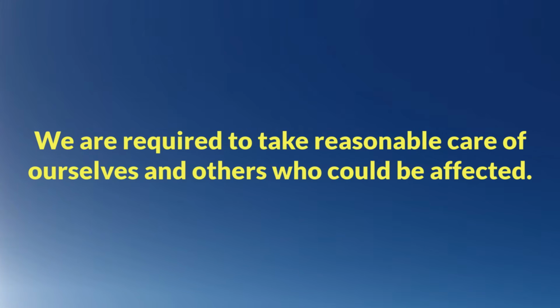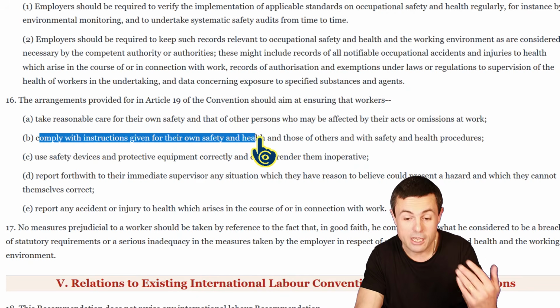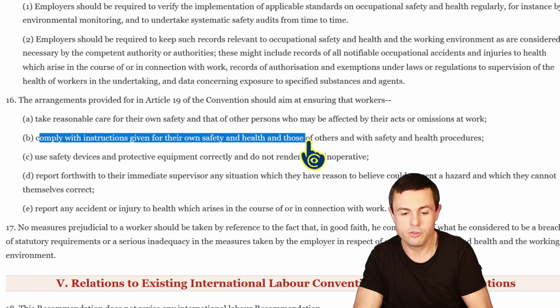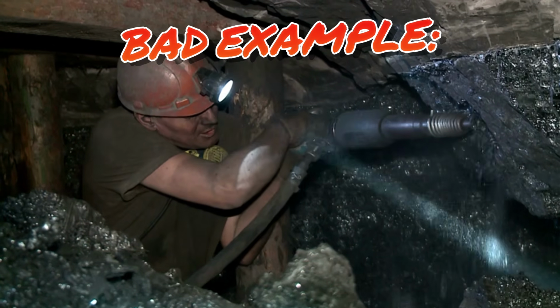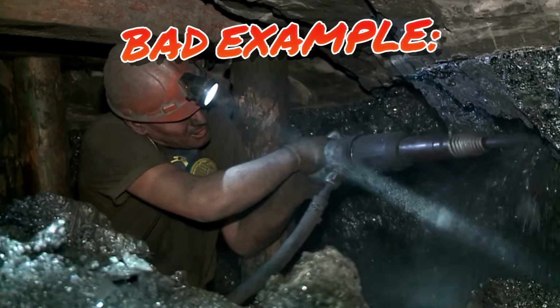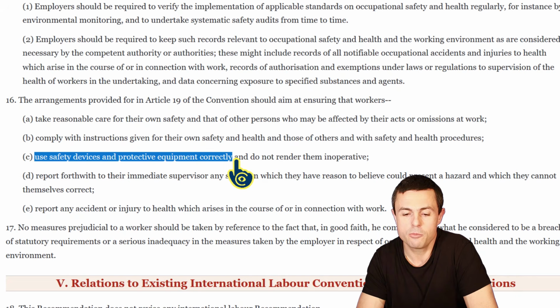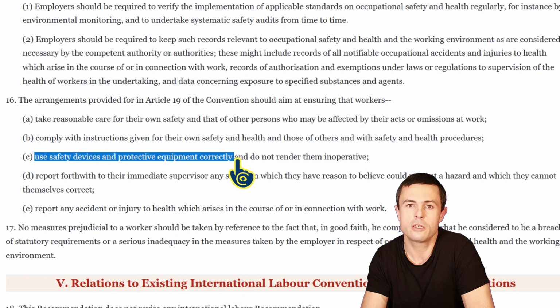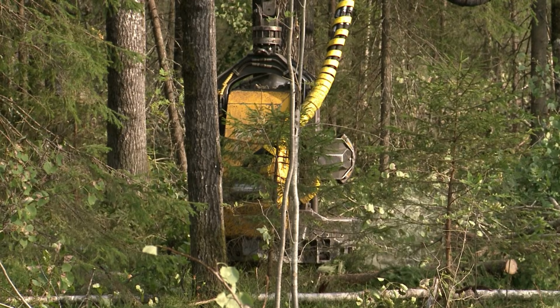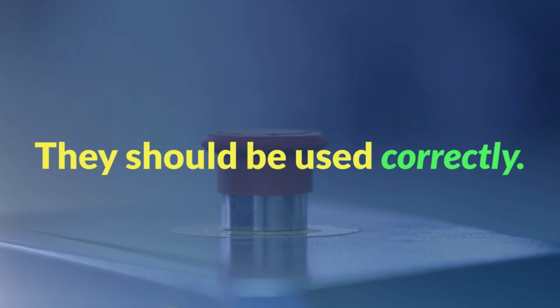Other things is to comply with the instructions that we are given for our own safety and that of others. So you might have a scenario where people are given training, given instructions, but they ignore it. They do something different. They are required to use safety devices and protective equipment correctly. Right, so PPE must be worn correctly. Safety devices, guards, machines, controls, emergency stop buttons. They should be used correctly.